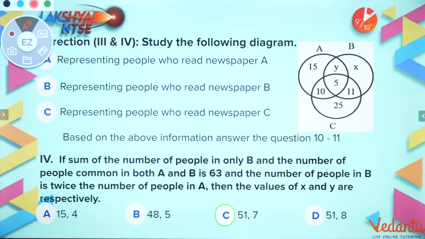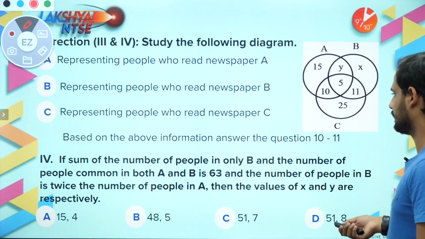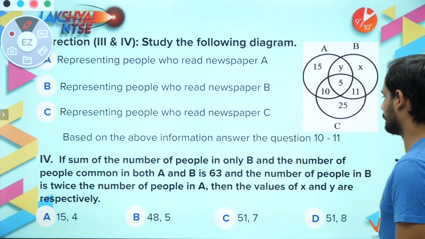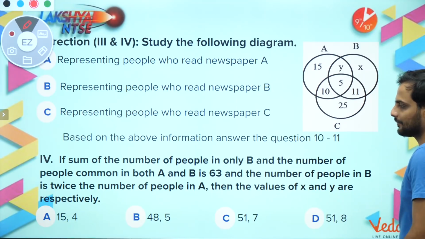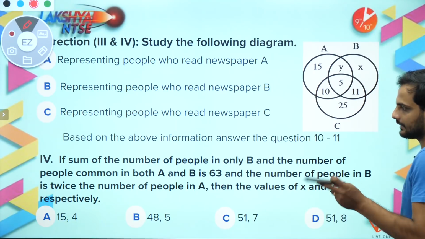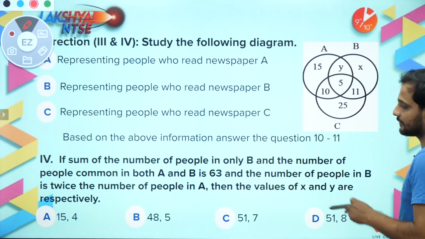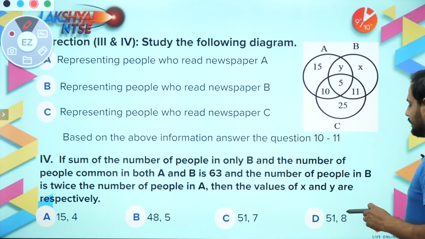The number of people common in both A and B is 63. The number of people in B is twice the number of people in A. Then the values of X and Y are.